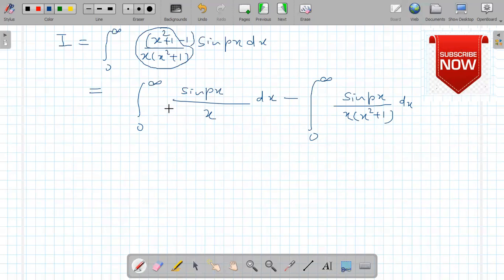इसकी वैल्यू हमने लाप्लास ट्रांसफॉर्म में फाइंड करी हुई है. ये वैल्यू, उसकी वैल्यू होती है π/2. ओके, लाप्लास ट्रांसफॉर्म से आएगा ये, लाप्लास ट्रांसफॉर्म इंटीग्रल्स प्रॉपर्टी से. And this integration is written as it is.